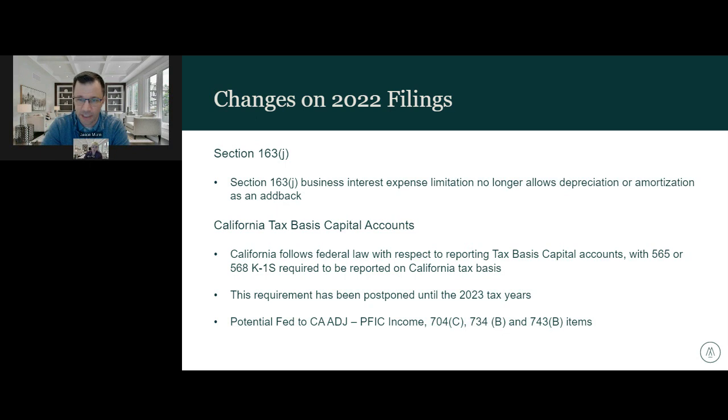The key issue there is that starting in 2022, the computation of the base by which you calculate your limited interest no longer allowed depreciation and amortization to be factored in, which, for more asset-intensive companies, is a significant change. Between that and the combination of rising interest rates, we've seen significant increases in the deferral of interest expense from a lot of companies. So that's important to be mindful of.